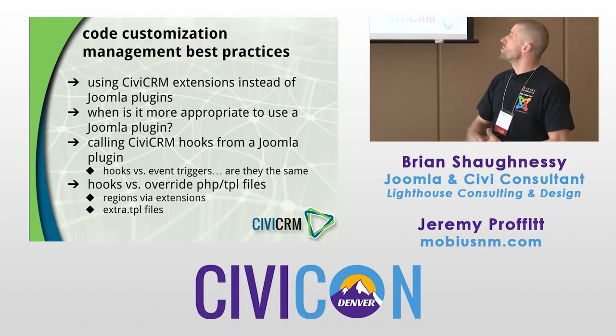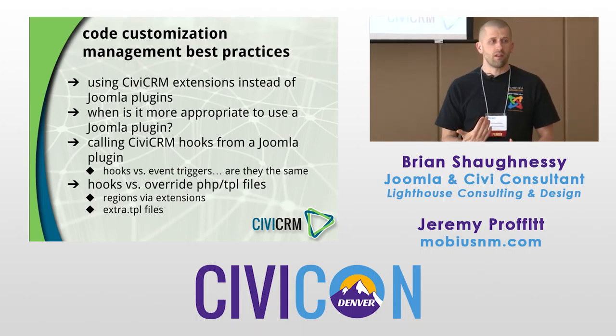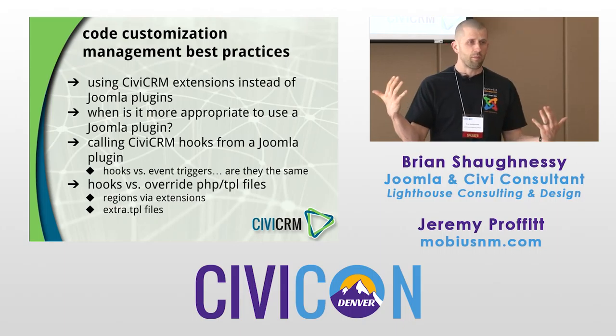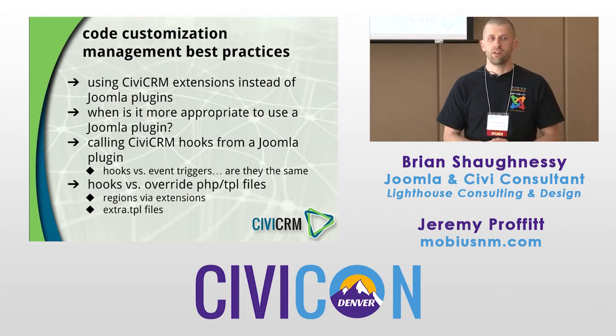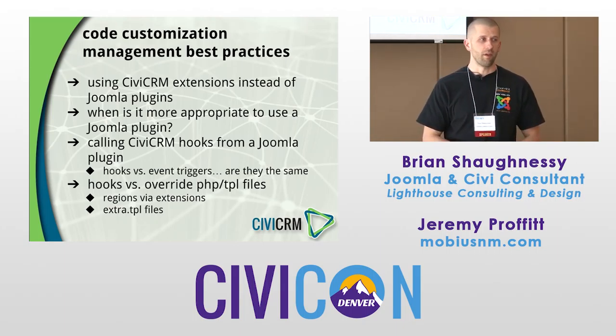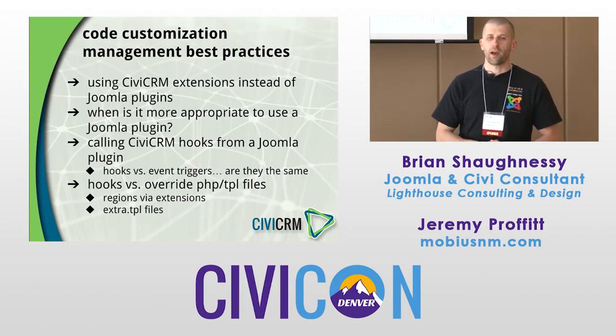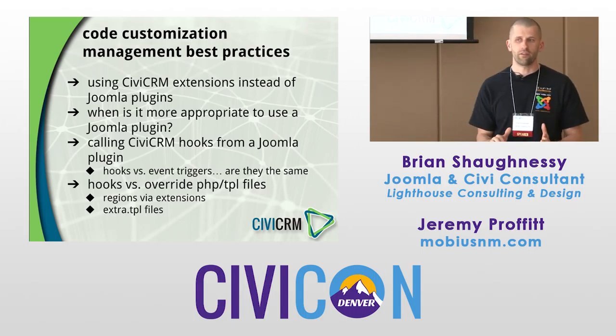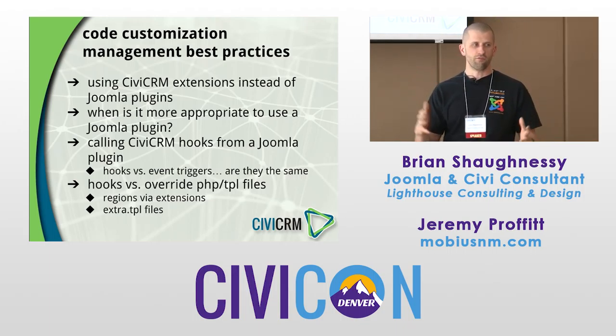When you're calling CiviCRM hooks from a Joomla plugin, it's super easy to do. You've got a class, every plugin has to have a class, and then you just call civicrm_ whatever the hook name is. In previous versions, you had to preface it with joomla_. You don't have to do that anymore. It's just civicrm_buildForm, civicrm_pageRun, whatever the hook is.